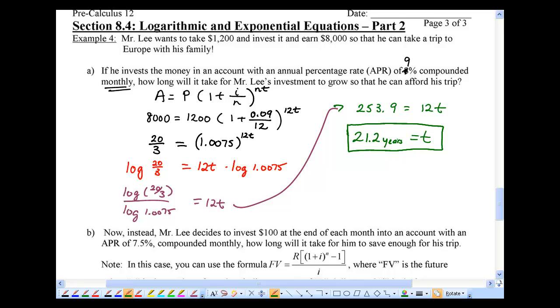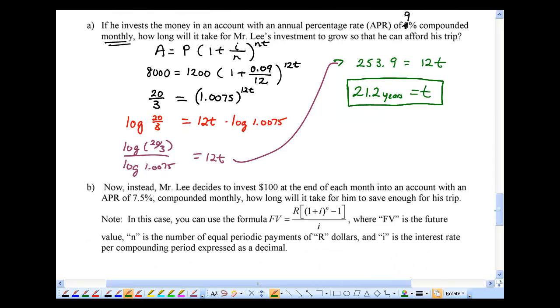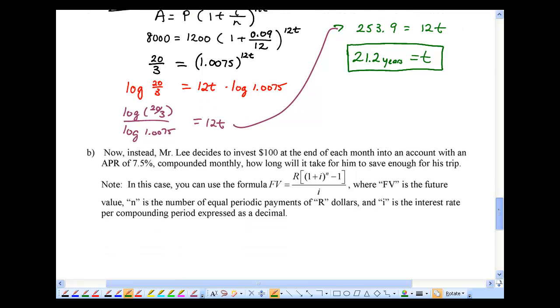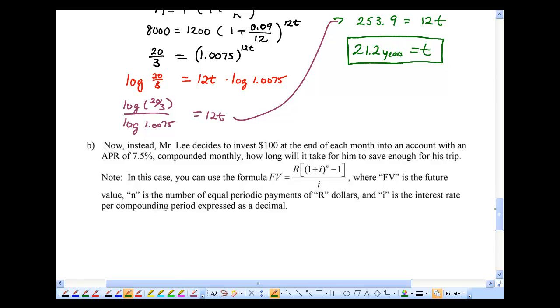But wait! What if I decide to do something differently? Instead of just taking one lump sum of $1,200 and sticking it into an account and letting it grow by itself, what if I decided to actually invest $100 each month instead of $1,200 that 1 year? Okay, I know I'm going to do this more often because I'm thinking I can save up $100 every single month. Okay, so what happens if I do this now? I'm going to invest $100 at the end of each month. Okay, so think about this number line here.